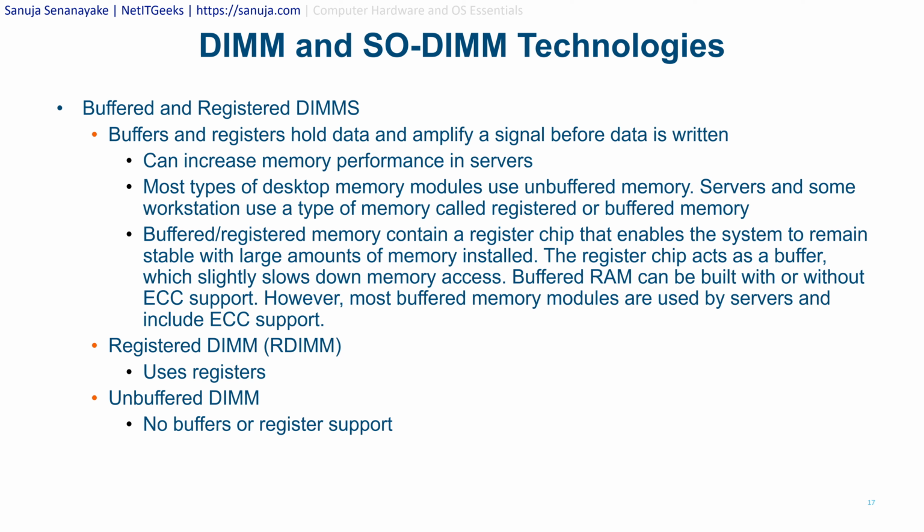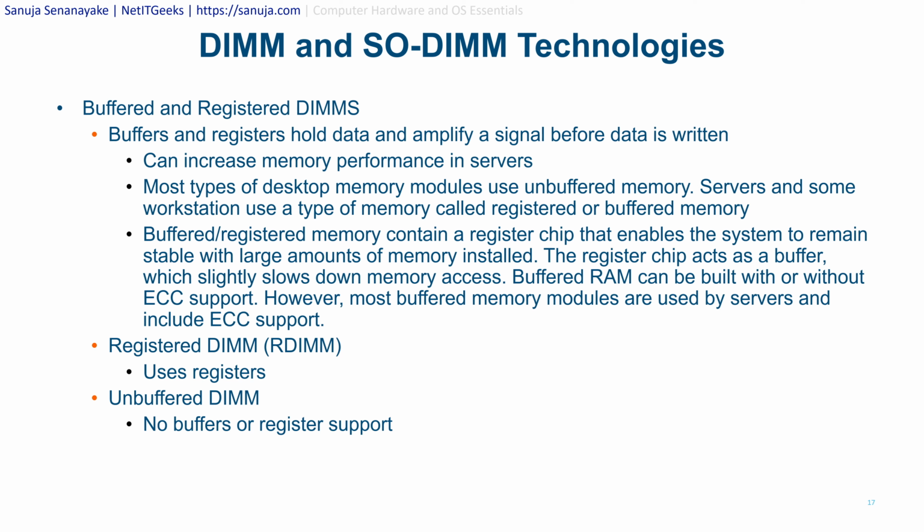Buffered or registered memory contains a register chip that enables the system to remain stable with a large amount of memory installed. The register chip acts as a buffer which slightly slows down the memory access. However, the buffered RAM can be built with or without ECC support, and most buffered memory modules used by servers include ECC support. So keep that in mind. The buffered memory will slow down a little bit, but it will result in the ability for the processor to hold a large amount of memory. I'm talking about 256 gigabytes up to 1 terabyte of memory on the motherboard.